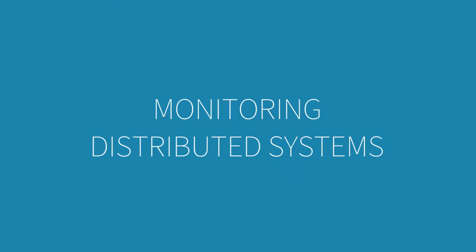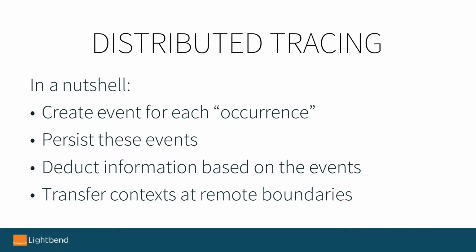And this works really well for asynchronous systems. However, most of the time you have a distributed system, right? And then it doesn't work, because then you're bound inside of a JVM. So we need to also apply distributed tracing. And distributed tracing basically is, for each occurrence that happens inside of your system, you create an event, and you persist those events somewhere, some back-end system. And then you have processes analyzing these events, kind of combining them together to figure out what's going on inside of your system.